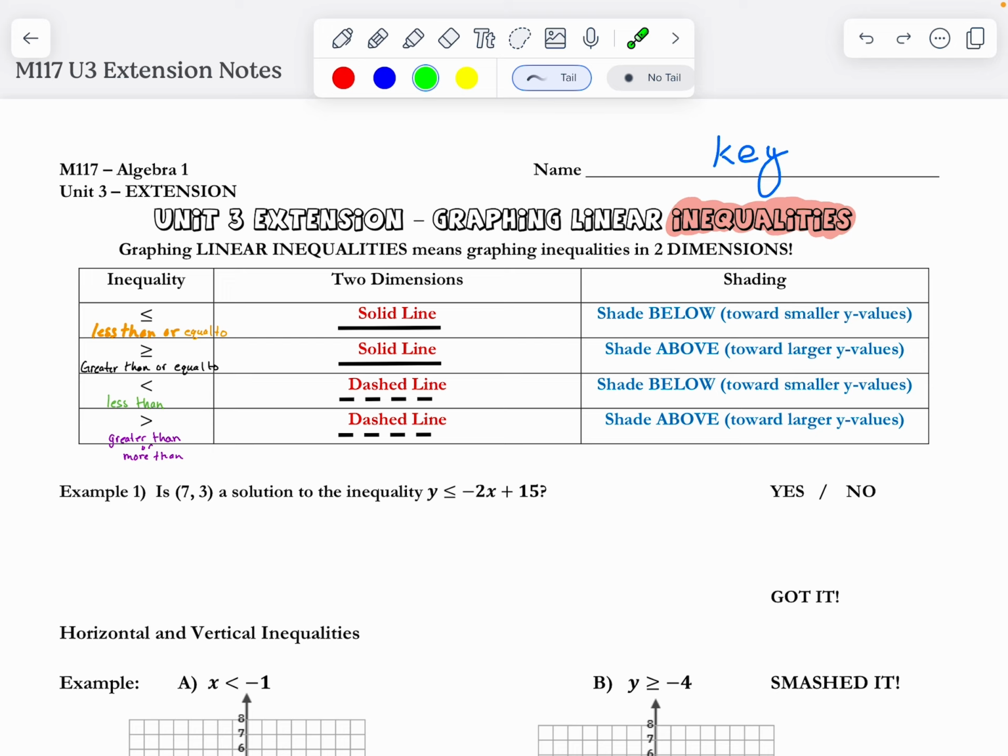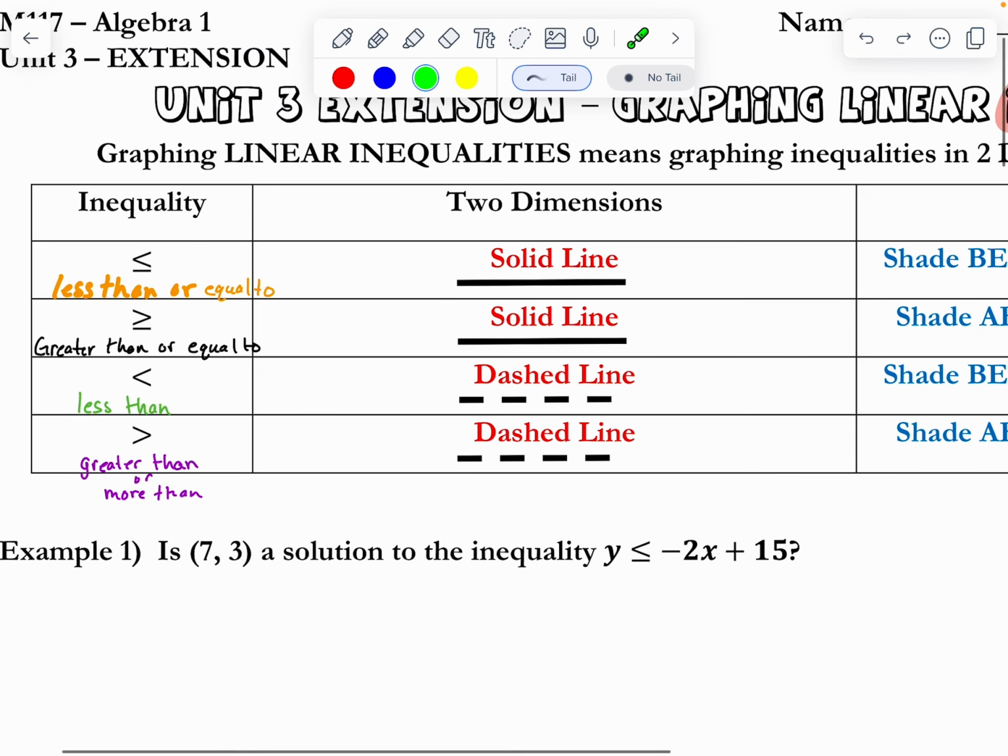And I'm going to show you a little trick that always helped me, and hopefully it helps you guys, right? And then you have the same exact rules for less than, you shade below, and greater than, you shade above. Now, this is what might confuse some students. Whenever we have a less than or equal sign, or a greater than or equal sign, either of these, we have to use a solid line. Whenever we have either the less than or the greater than, we have to use a dashed line.